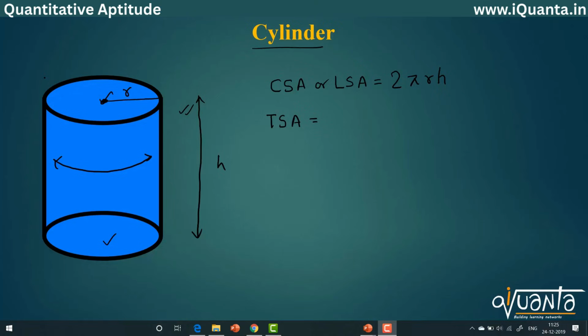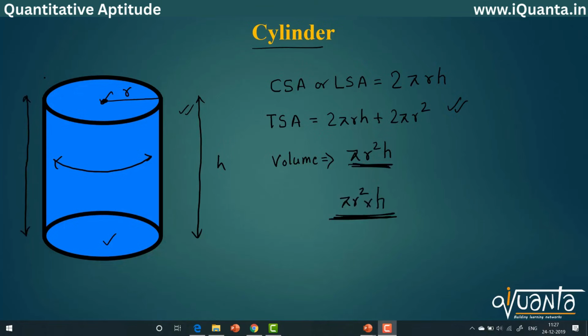So first of all we'll find out the curved surface area, which is 2 pi r h, and if I add the area of bases to this, we have two circular bases, 2 pi r square will be their area. So these are the two main formulas that are related to a cylinder. Another very important formula of a cylinder will be of its volume, which is pi r square h.